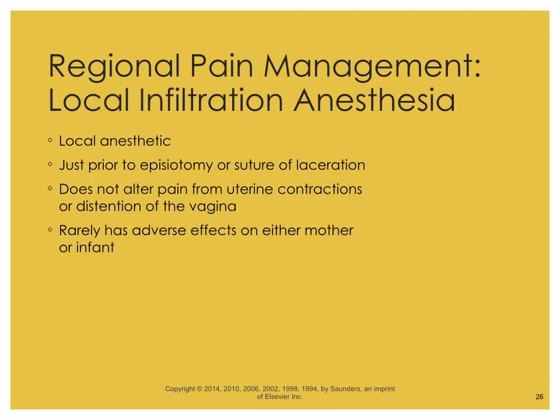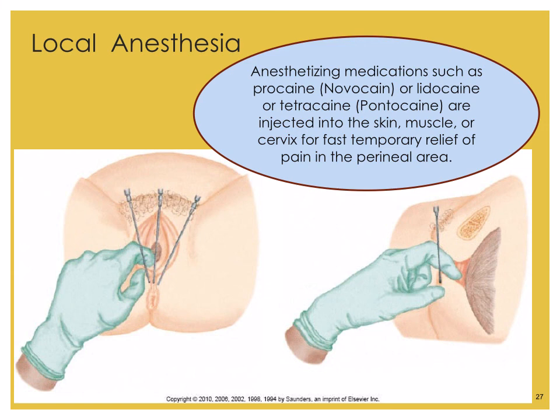Regional pain management includes local infiltration anesthesia, or local anesthetic. Just prior to an episiotomy or a suture of a laceration, patients can receive local anesthetics such as lidocaine, similar to what a dentist would administer during a cavity fill. They typically administer local anesthetic to the site where it's indicated, such as a suture repair area. It does not alter pain from uterine contractions. It's highly localized to where it is administered and rarely has adverse effects on both mother and baby. In slide 27 of 31, we can see an example of a local anesthetic being administered.